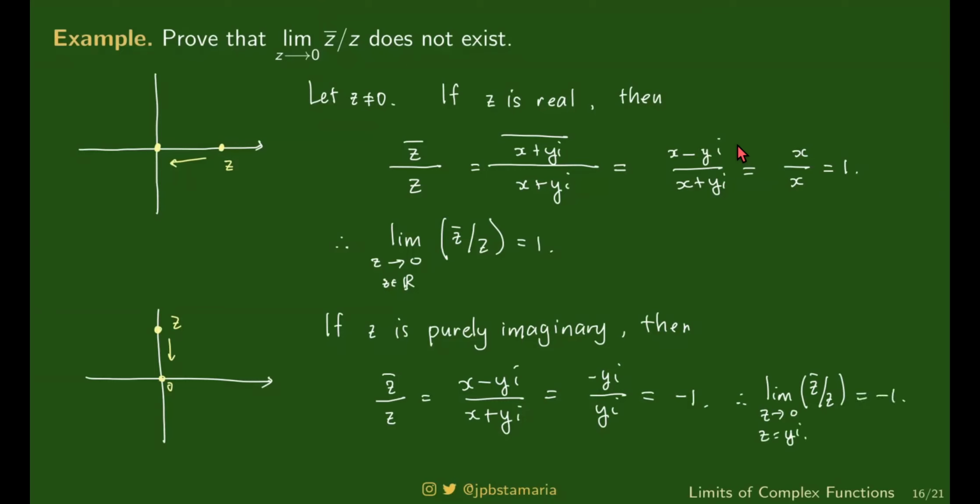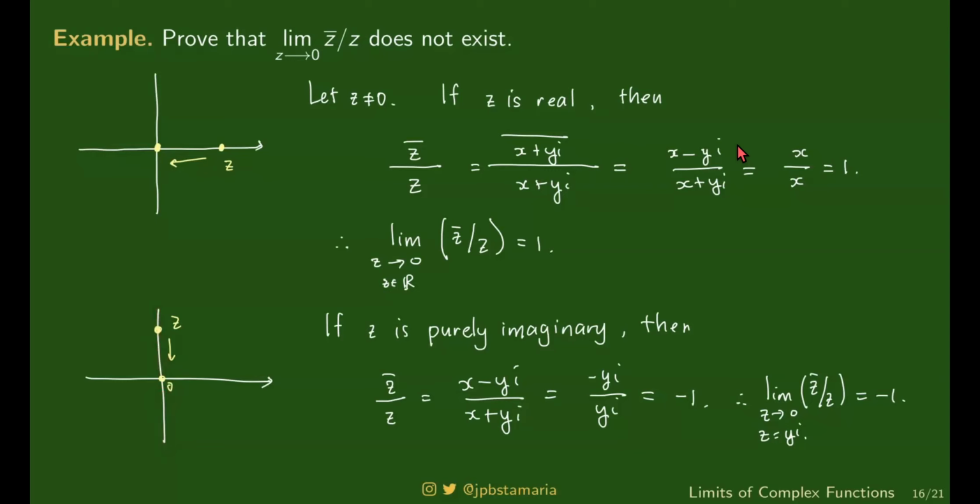negative 1. Ibig sabihin, if you are coming from the real axis, ang limit mo ay 1 kasi the function is constantly equal to 1 along this line. But when your z approaches 0 coming from the imaginary axis, so meaning to say z is purely imaginary, like so, di ba? Saan naman nag-a-approach yung z bar over z? Nag-a-approach naman sa negative 1. In fact, constantly, ang value mo along this line ay negative 1. Kaya ang limit mo ay negative 1.